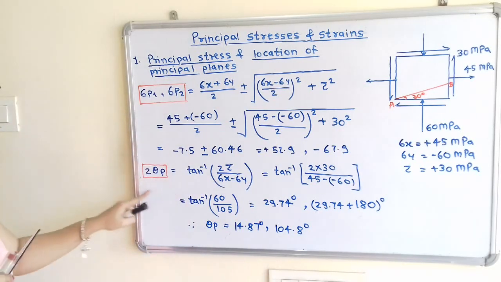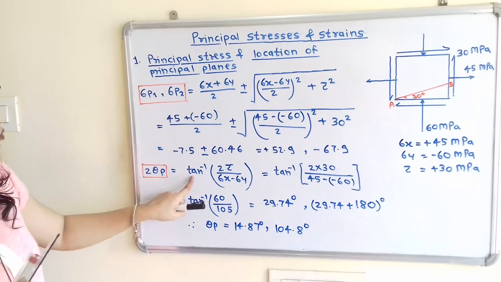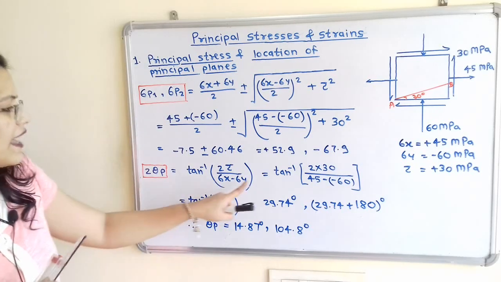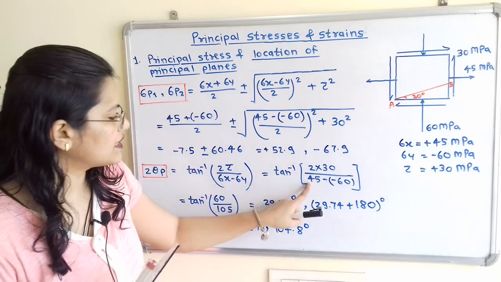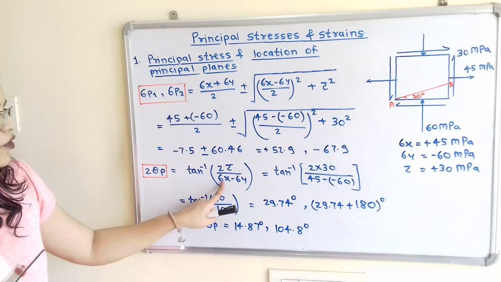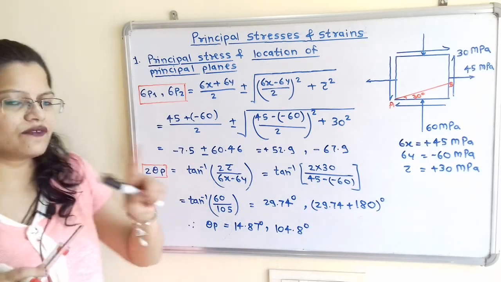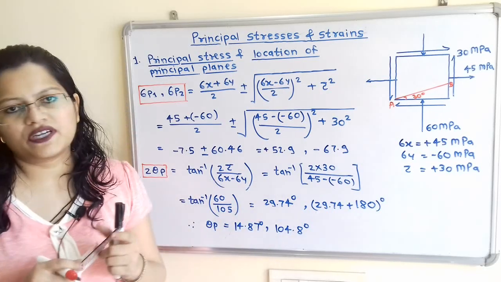So here we have the formula in terms of 2 theta p. 2 theta p is equal to tan inverse of 2 tau divided by sigma x minus sigma y, that is equal to tan inverse of 2 into 30 divided by 45 minus 60. Now when we solve this, we will get one angle, that is 29.74 degree.